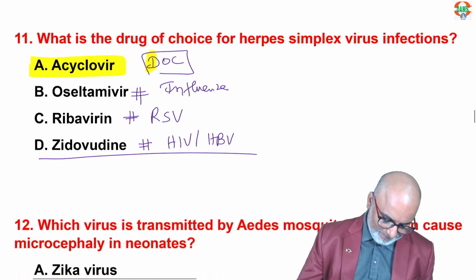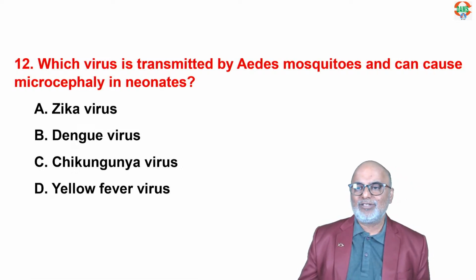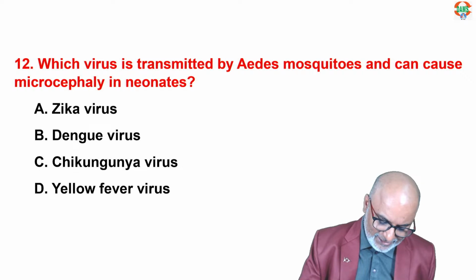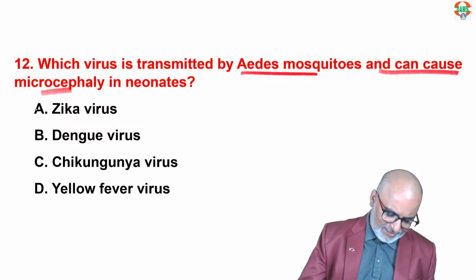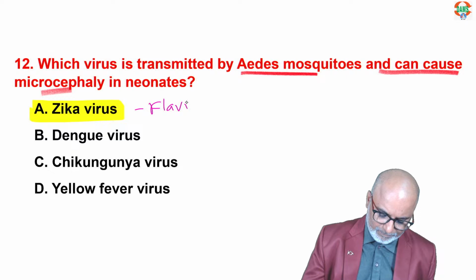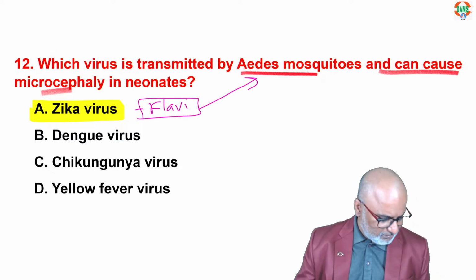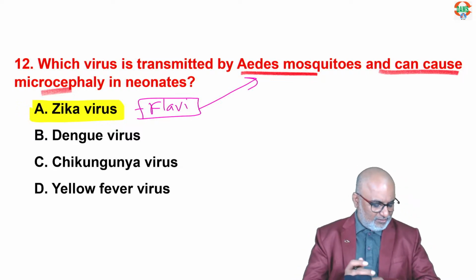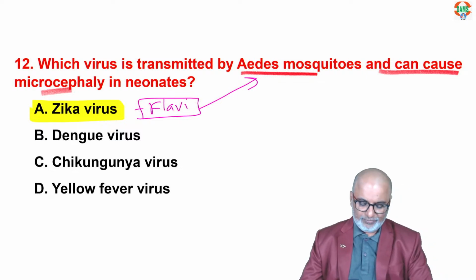Next is, which virus is transmitted by Aedes mosquitoes and can cause microcephaly in neonates? Microcephaly and Aedes mosquito, what comes to your mind? Microcephaly is Zika virus. Basically, it is Flaviviridae. The vector is the Aedes mosquito. It causes microcephaly. Yes, 75 milligram oseltamivir. You are right, Manoj.